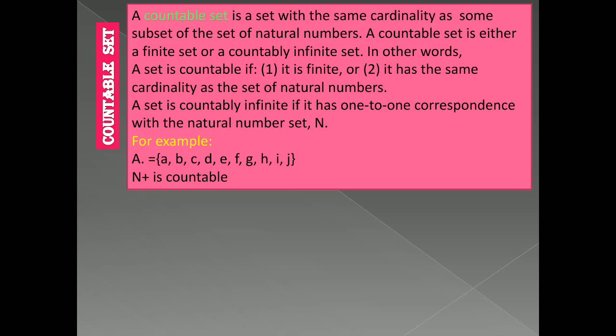It means कि अगर कोई सेट नेचुरल नंबर्स के सेट के किसी भी सबसेट के साथ सेम कार्डिनैलिटी शो करता है तो वो काउंटेबल कहलाता है। काउंटेबल सेट फाइनाइट सेट भी हो सकता है और काउंटेबली इनफाइनाइट सेट भी हो सकता है। In other words, a set is countable if it is finite or it has the same cardinality as the set of natural numbers. तो there are two conditions कि किसी सेट को हम countable कहें.